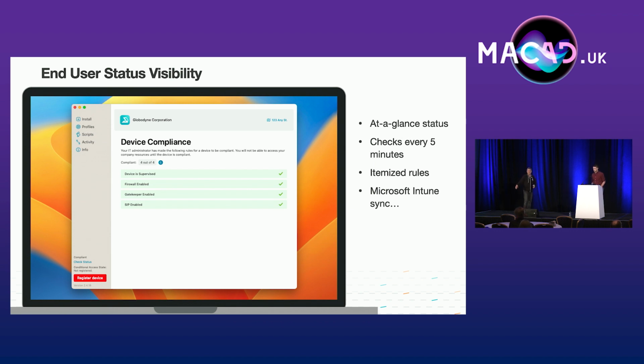So what does that look like? On the Mac, self-service will give them essentially the same visibility that you have as an admin in the browser. They'll be able to see exactly which rules are being tested on their device, which ones are passing. In this case, this is a very simple benchmark we just created with 4 rules. This device is passing them perfectly. This, like I said, checks every 5 minutes. These rules are itemized, like I said. And this is also an endpoint for Microsoft Intune, obviously. So this machine will be reported in Microsoft Intune. We'll talk a little bit more about it. But I did want to mention it because you see that red button down there says register device.